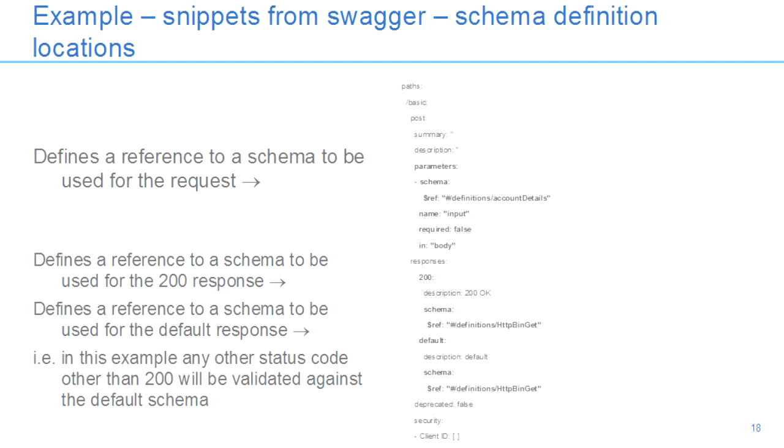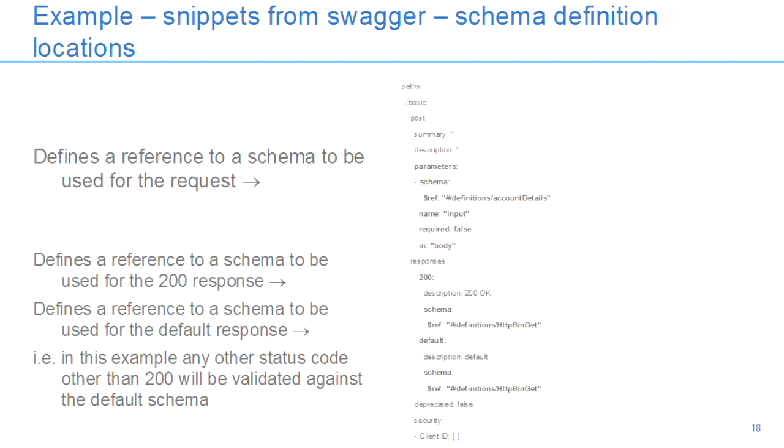I'm sorry for the small writing on the right-hand side, but hopefully you can see that. This is just to show you the different locations you can define the schema. I mentioned earlier about the schema for the request. So here you see we've got a path for a basic, and then down under the parameters, it's mentioning schema, and then you can reference the actual schema in the definitions from that position. So we're saying we're going to map this against the account details schema.